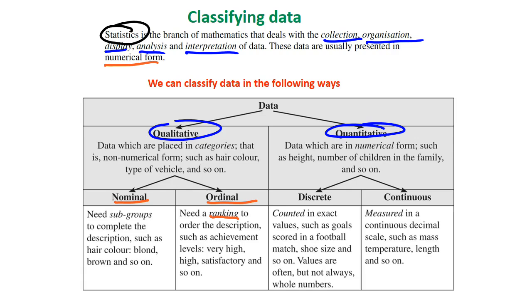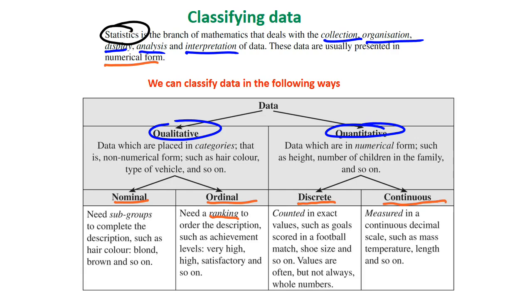Okay. Now let's have a look at quantitative. Quantitative is data which is in a numerical form, such as height, the number of children in the family, something like that. So you'd go around a classroom and ask how many people have one child, how many people have two children, how many people have three. So the data we're looking at is numerical. Okay, again, this can be broken down into two types. We've got discrete and we've got continuous.